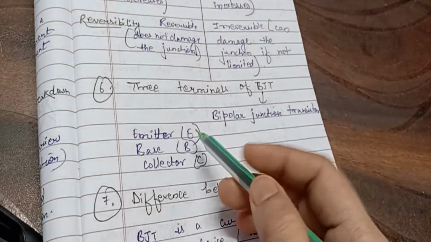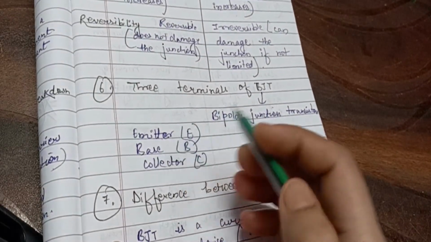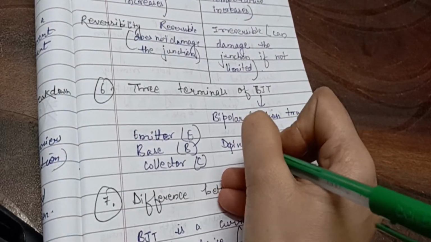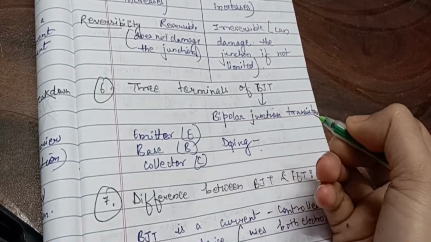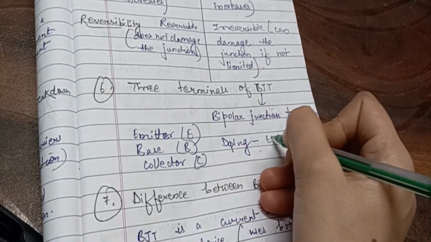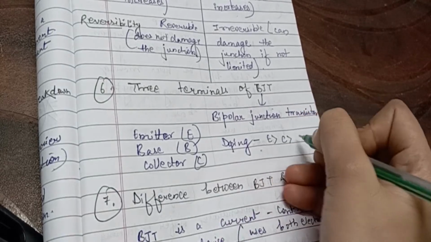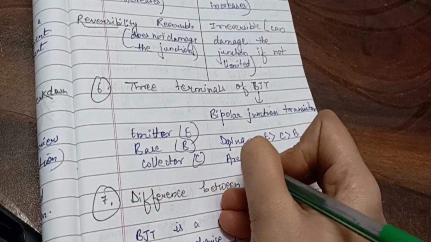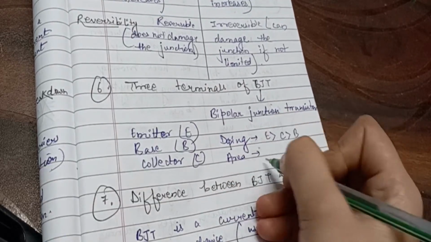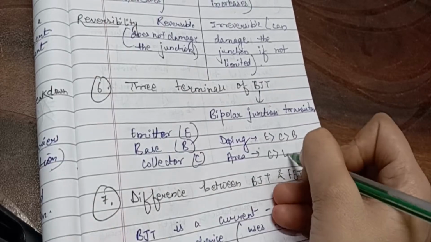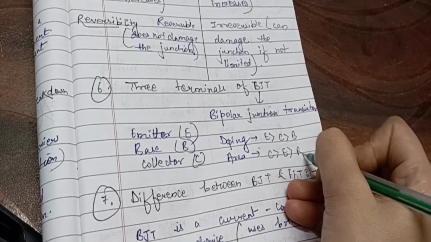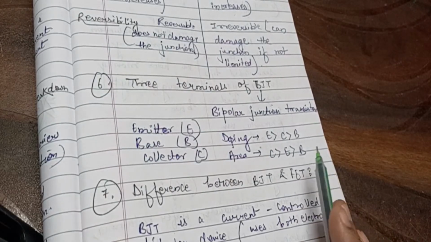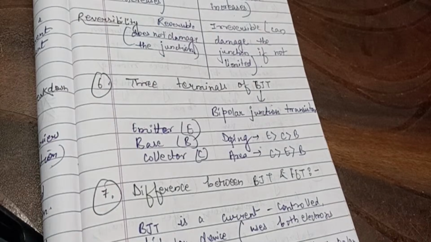Among these, the emitter is highly doped. If we talk about doping, the emitter is highly doped, then the collector, then the base. If we talk about area, the collector has more area, then the emitter, and then the base has very little area, it is very narrow.